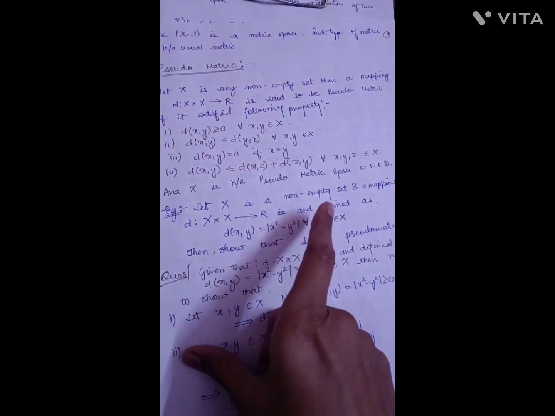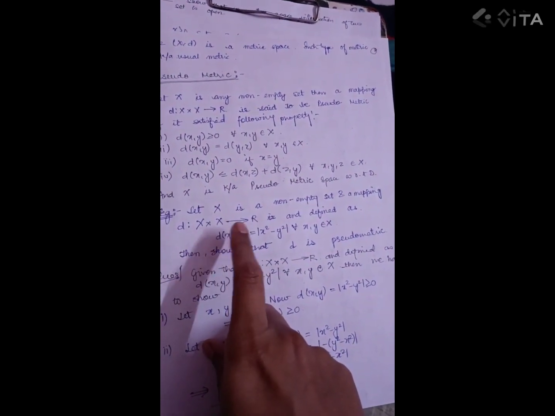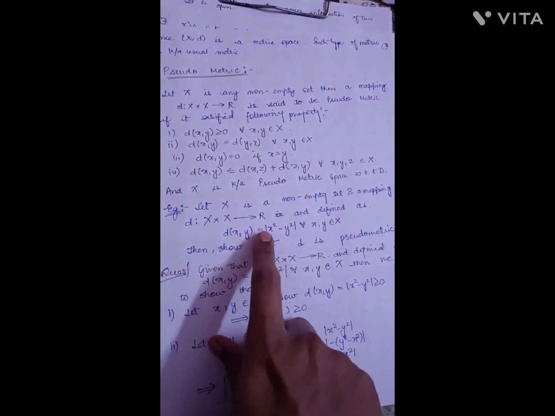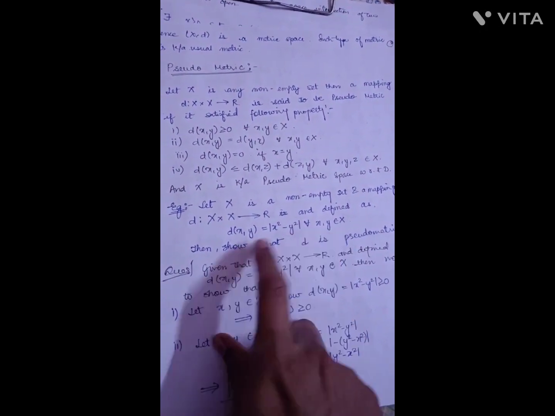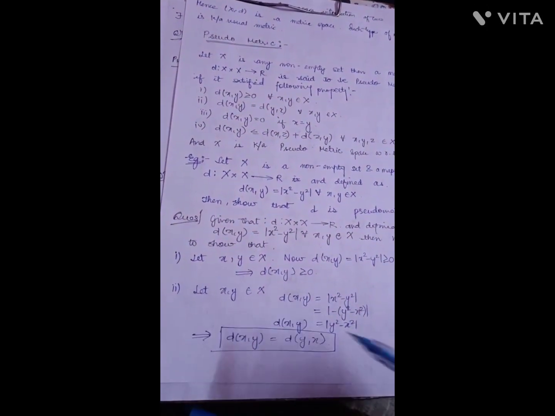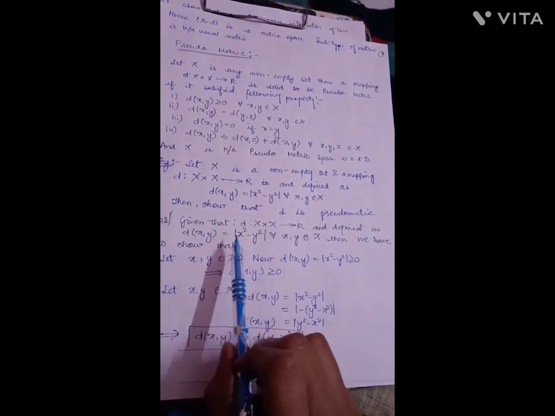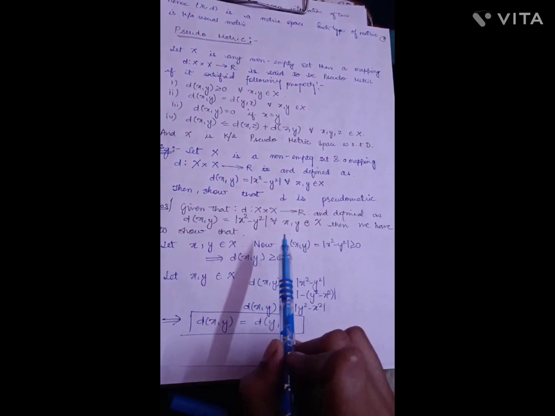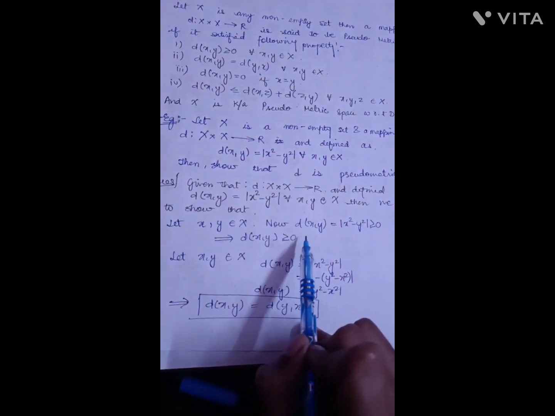So, an example: let X be a non-empty set and a mapping d from X × X into the real numbers defined as d(x,y) = |x² − y²| for every x, y belonging to X, then show that d is a pseudo metric. So first it is given that d maps into R and is defined as d(x,y) equal to the mod of the difference of the squares, x² and y², and we have to show that, let x, y belong to X.